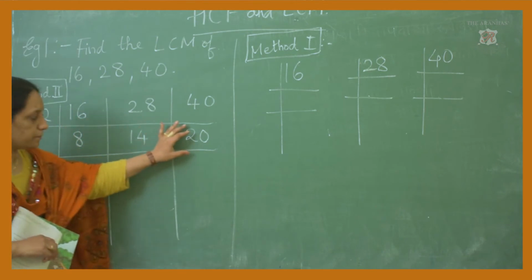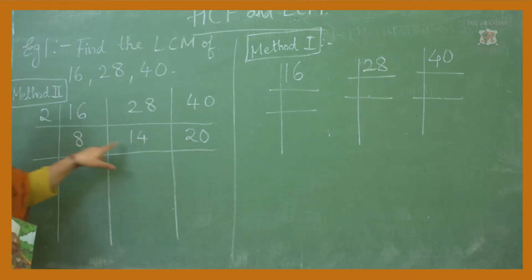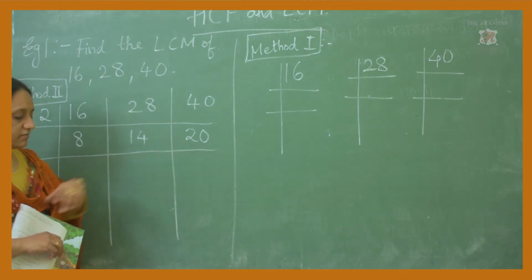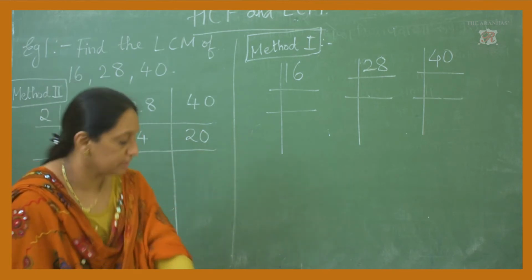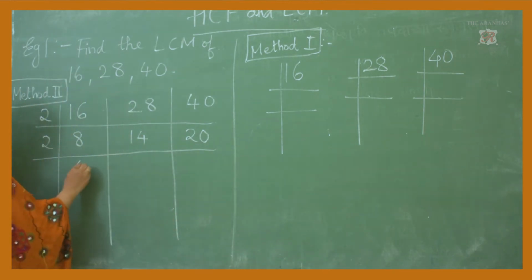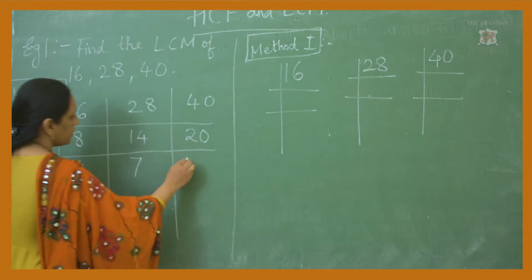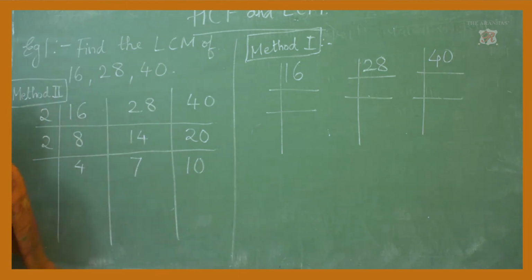Again study the numbers, the line which you have got now. Now, among these numbers, is any number divisible by 2? Yes, numbers are divisible by 2. So again start with 2. 2 4s are 8, 2 7s are 14 and 2 10s are 20. 2 is common.